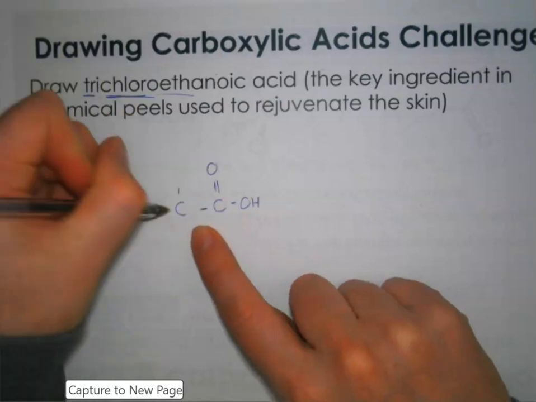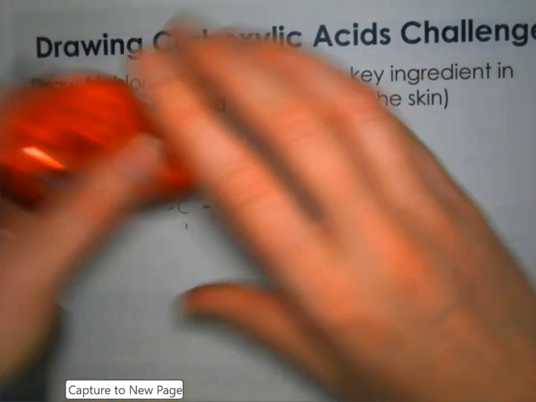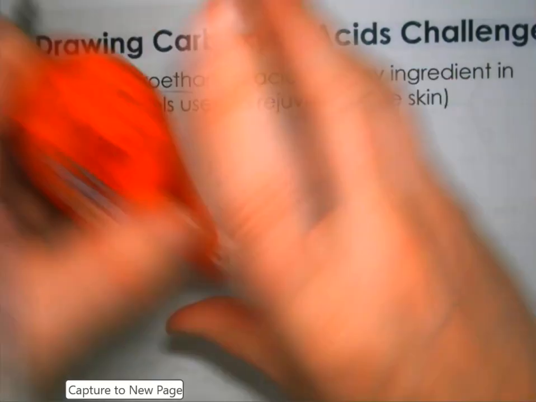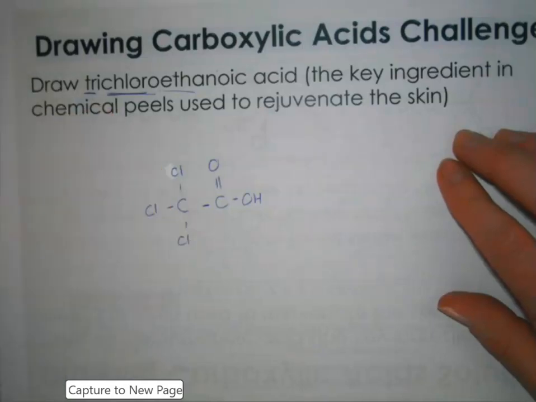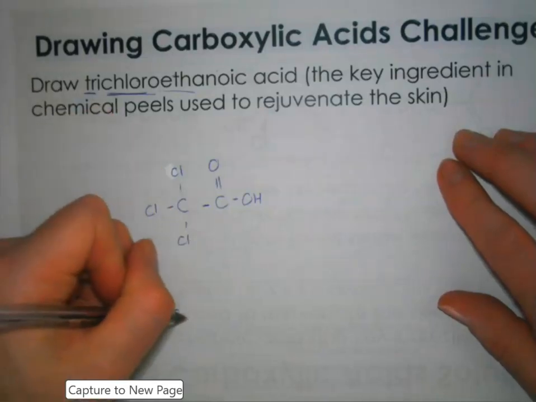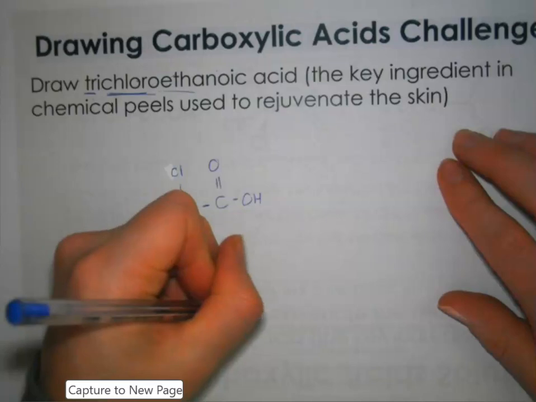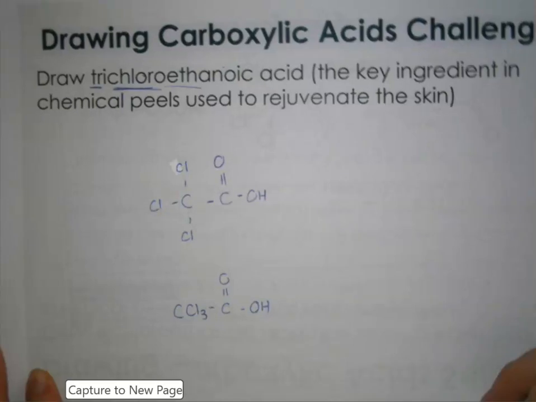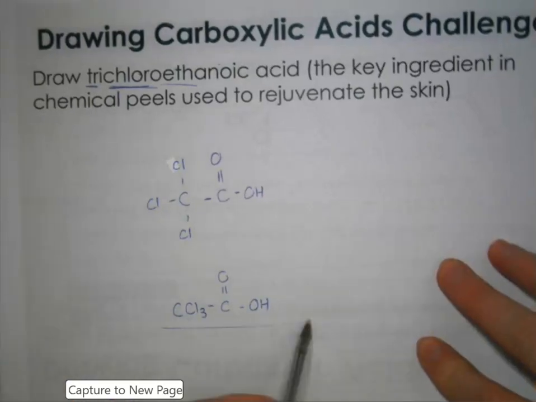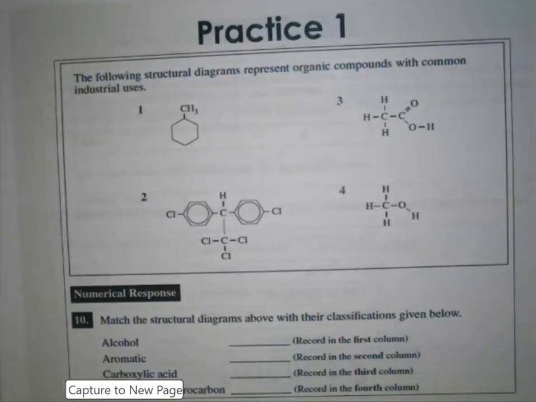So all 3 chloros have to be off of the second carbon. So let's just put that in there. So it'll be Cl, Cl, Cl. You could have also done like C, Cl3, C double bond O, OH. So that would have been all right too for the proper condensed structural formula. So this is a compound that's used for like chemical peels, if you've ever heard of that. You guys are all too young probably to need to worry about stuff like that.